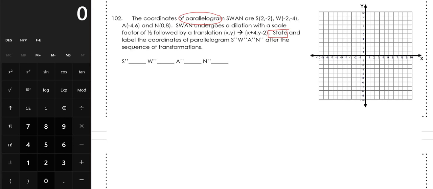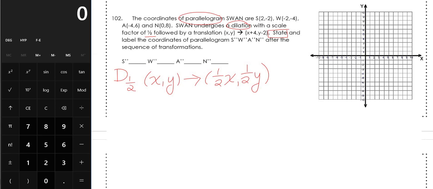Okay, let's see what happened first. So SWAN undergoes a dilation first. The scale factor is 1/2. When you dilate with a scale factor of 1/2, your transformation should look like this. XY becomes 1/2 X, 1/2 Y. In other words, you're just going to multiply all of your coordinates by 1/2. So with dilations, you multiply by your scale factor, your K, which in this case was the 1/2.